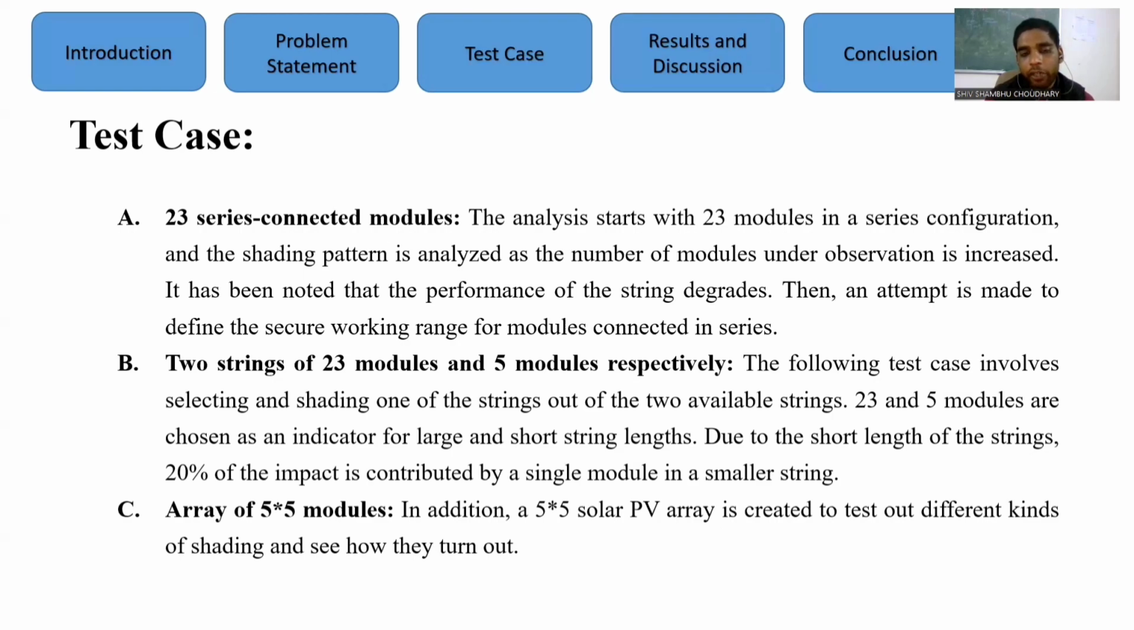Due to the short length of the strings, 20% of the impact is contributed by a single module in the smaller string. After that, to make the new test case, an array of 5x5 modules is formed by connecting them in series parallel configuration, and it is tested under different types of shading to see how they turn out.